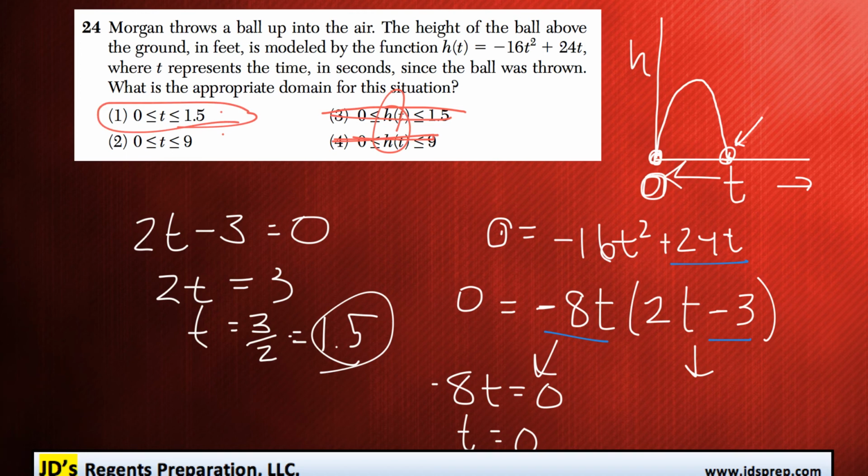By the way, another option you could have done here is you could have graphed this using your graphing calculator and calculated your zeros visually, and you also would have gotten the same answer. I just wanted to show you how you could do it without the calculator as well.